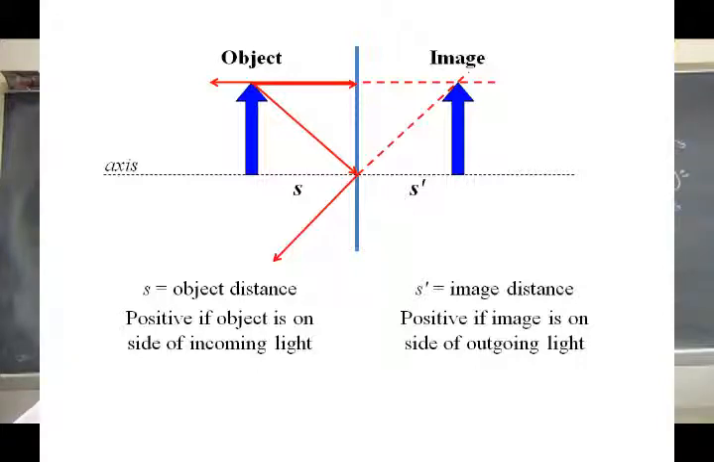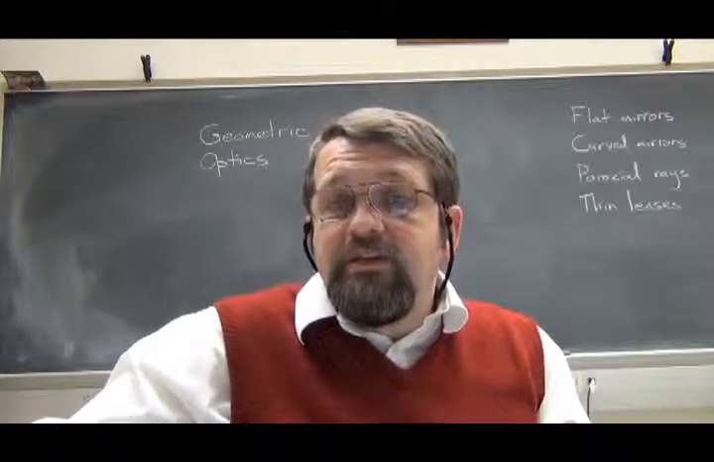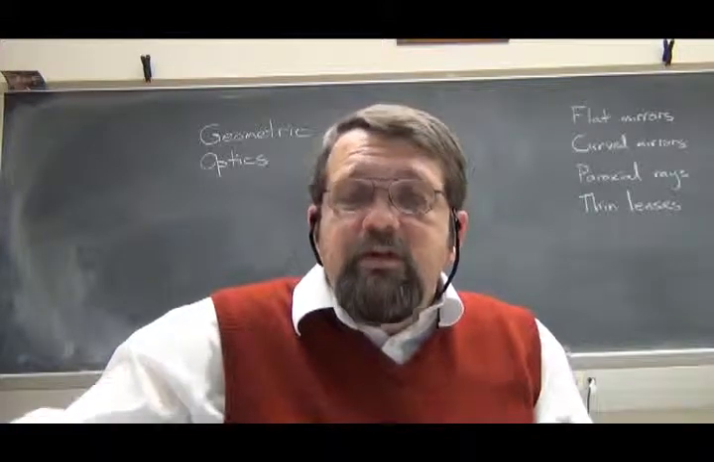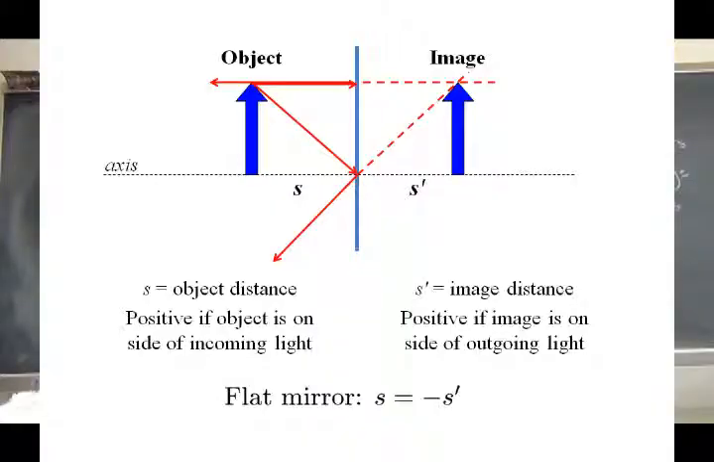And then there's the image distance, S prime, and we're going to say that that distance is positive if the image is on the side of the light that's going out. Now in this case it's not. In this picture the image is not where the outgoing light is. The image is behind the mirror where there is no light. And so this image distance here is negative. And in fact you can see that in this case for a flat mirror the object distance and the image distance must be negatives of each other.